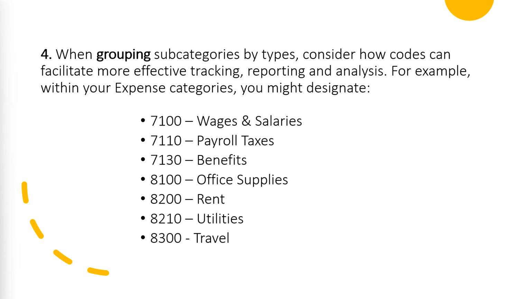When grouping subcategories by type, use alphanumeric codes for better tracking and analysis. For example, expenses like wages, payroll taxes, and benefits can be grouped in the 7000 range, while office supplies, rent, utilities, and travel can be grouped in the 8000 range.